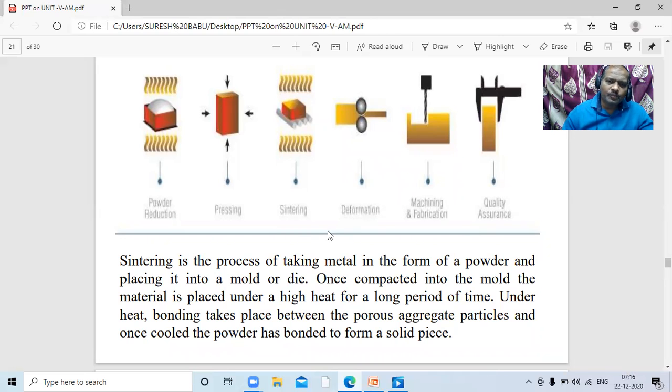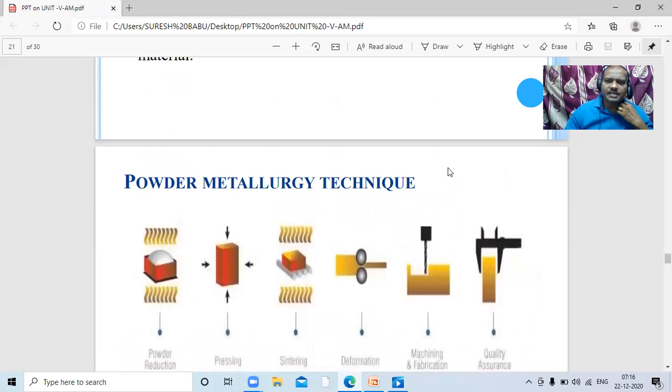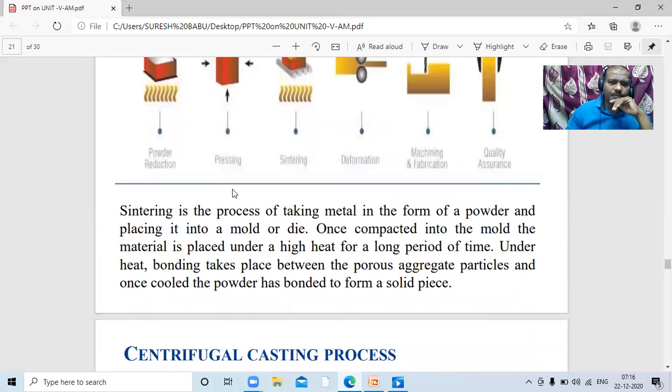So in the powder metallurgy technique, we are going to do sintering. Sintering is the process of taking a metal in the form of a powder and placing it into a mold or die. Once compacted in the mold, the material is placed under a high heat for a long period of time. Under heating, bonding takes place between the porous aggregated particles, and once cooled, the powder is bonded to form a solid piece. The solid piece itself is our workpiece, which is ready to use.